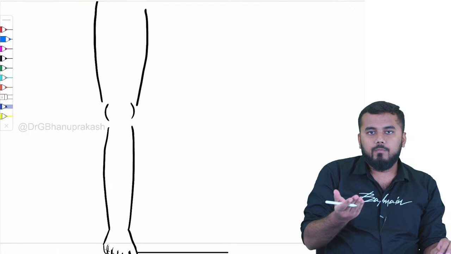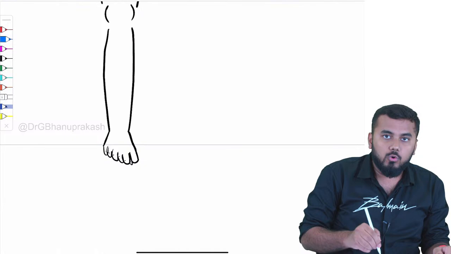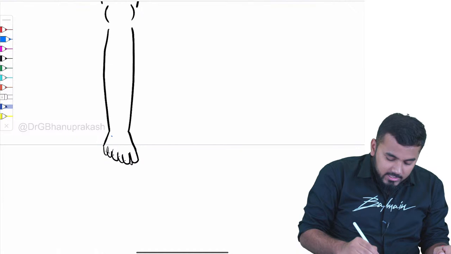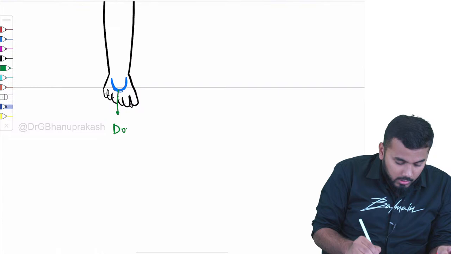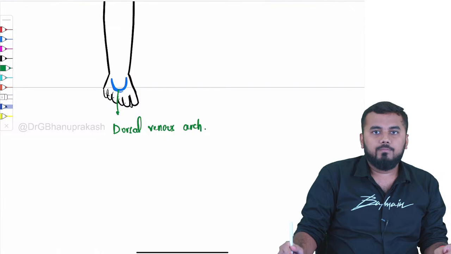So right now on the foot, I'm going to draw a line, that is the line which I am drawing on the dorsal side. Now this is called the dorsal venous arch. What is this called? This is called the dorsal venous arch. Okay, there are two veins that drain into this dorsal venous arch.